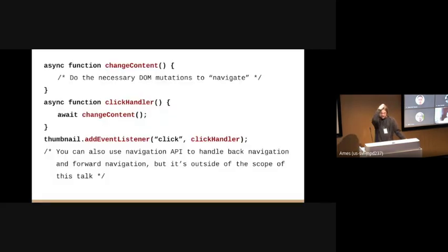So this code here is just an example of what an SPA page might look like. You'll have some function that changes content. You have a click handler that invokes that function, and you add it to a listener. This isn't using the view transitions API. This is just a typical SPA skeleton. And by the way, the note there says this API works well with the navigation API, but I'm not going to be talking about that. That's outside of the scope.